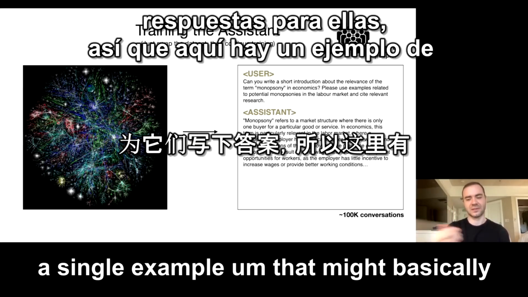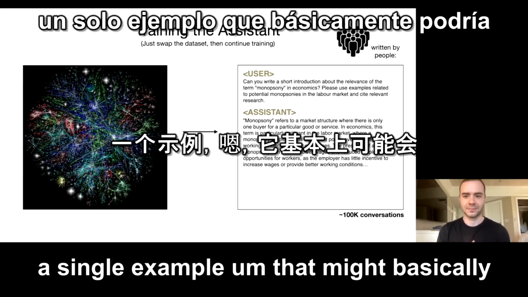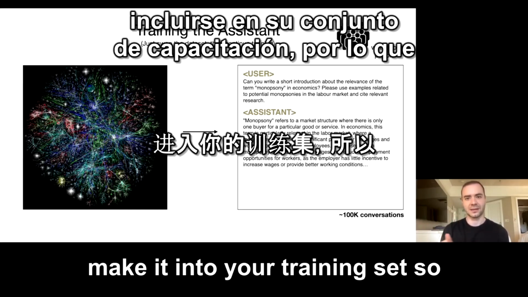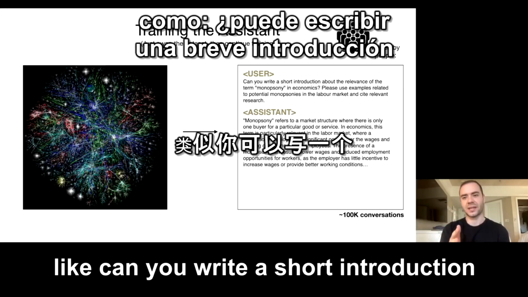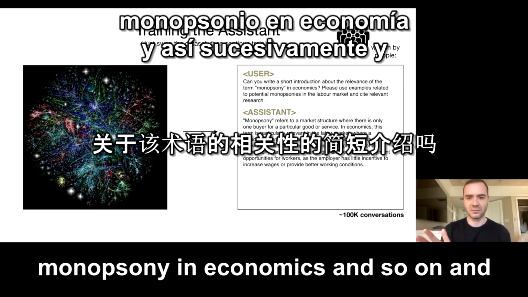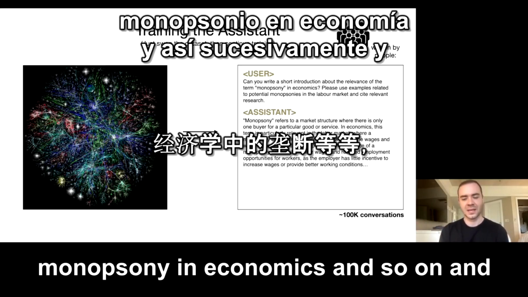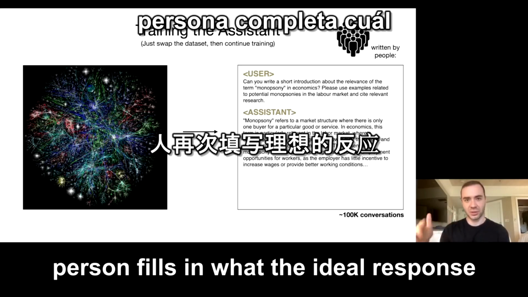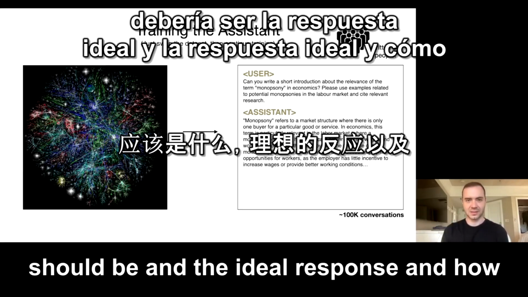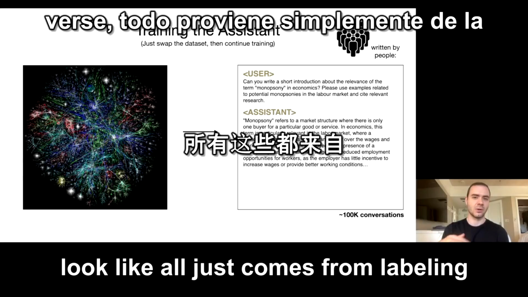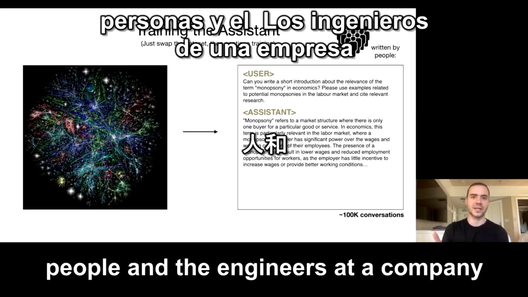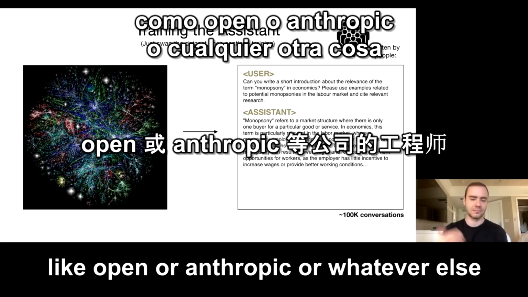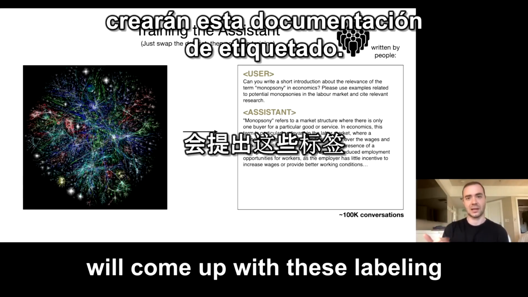Here's an example of a single example that might make it into your training set. There's a user, and it says something like, "Can you write a short introduction about the relevance of the term monopsony in economics?" and so on. And then there's the assistant, and again, the person fills in what the ideal response should be. The ideal response, how it is specified and what it should look like, all comes from labeling documentations that we provide these people. And the engineers at a company like OpenAI or Anthropic or whatever else will come up with these labeling documentations.